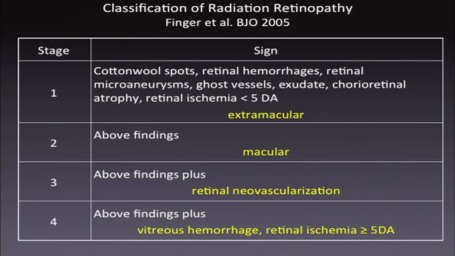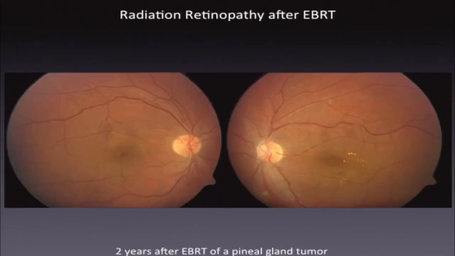A couple of years ago, Paul tested and published a classification and staging of radiation retinopathy shown on this slide. It starts with stage 1 retinopathy, which consists of all the changes you have just seen in the fluorescein, including microaneurysms, hemorrhages, cotton wool spots. If these are extramacular, it's stage 1. If these are macular, it's stage 2. If in addition to these findings, retinal neovascularization occurs, stage 3. And in stage 4, retinal neovascularization occurs with vitreous hemorrhages.